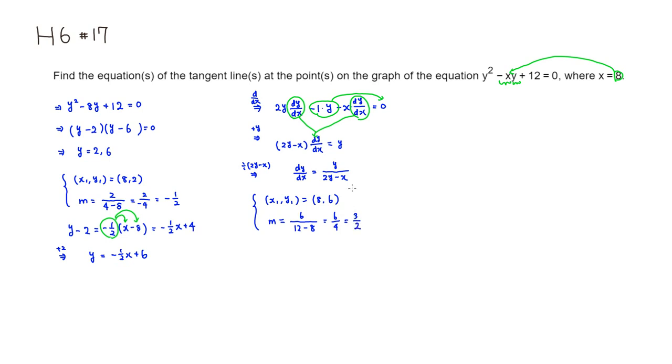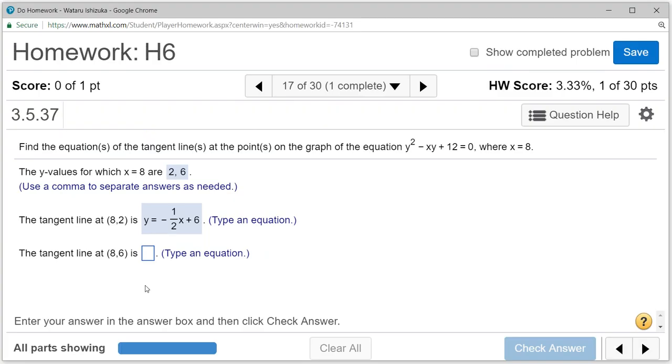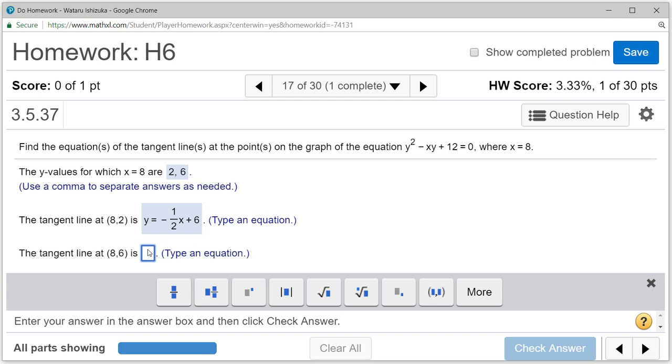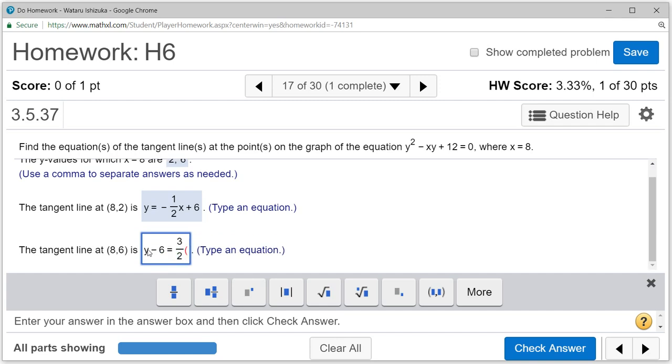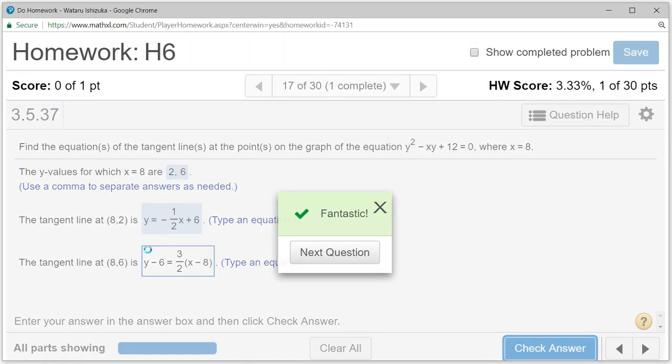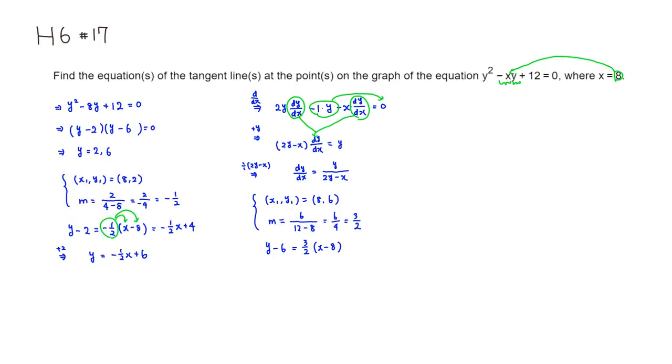So the equation is y minus 6 is equal to 3 over 2 times x minus x1. Actually, I'm going to type it in exactly like this and see if it will take it. So it's y minus 6 is equal to 3/2 times x minus 8. Alright, check the answer. It takes that form too. Alright, that's it. I hope that this was clear.